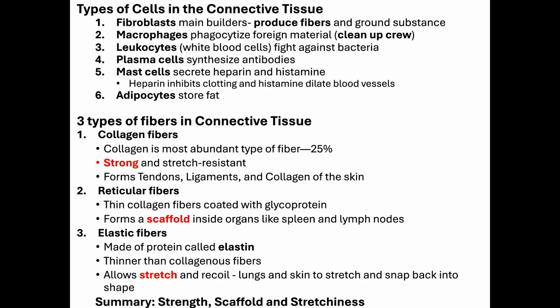Then there are reticular fibers. Reticular fibers are thin collagen fibers, but they are coated with a glycoprotein. They are seen in certain organs like spleen and the lymph node. So you probably saw these things in the lab. When you see the section of the reticular fibers, you can see them as bluish white little fibers. And then there are elastic fibers.